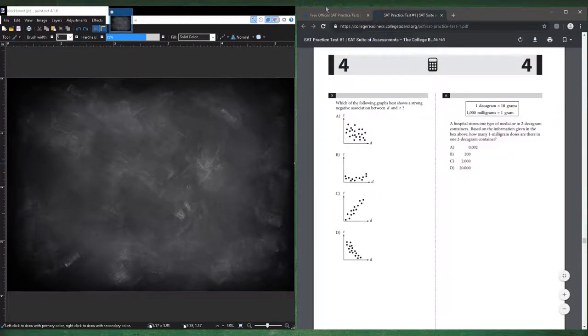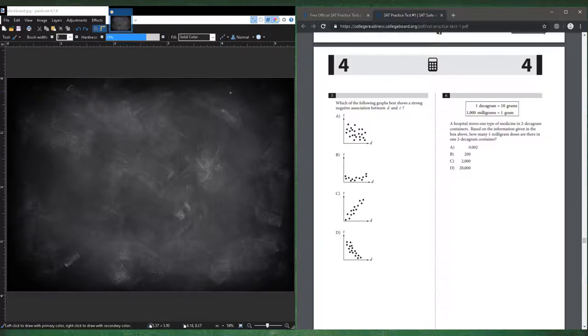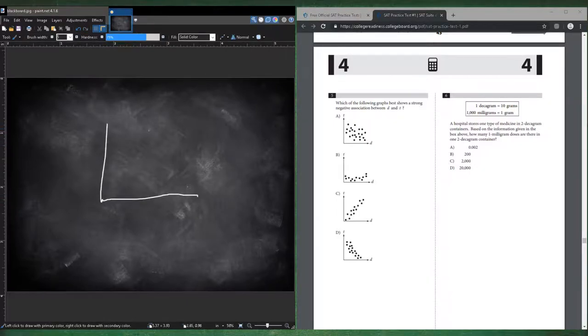Five. Which of the following best shows a strong negative association between D and T? When they give you a scatter plot, a negative association would be like the line is going down. And it'll be strong if a lot of points are really, really close to it. A weak association would be like if all the points are spread out but still going down, but really, really spread out.